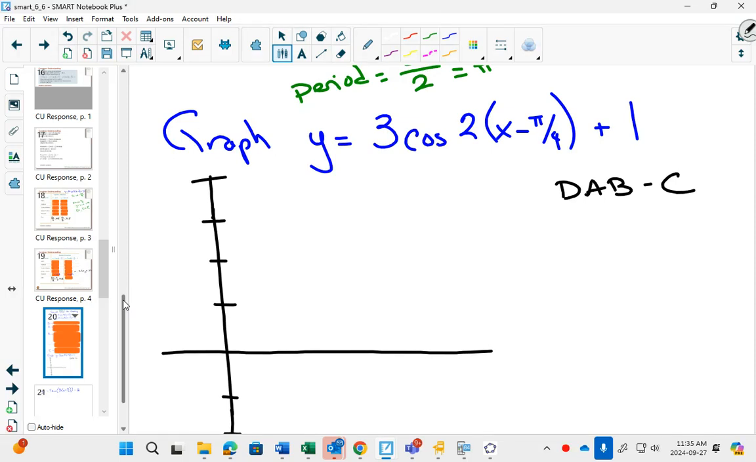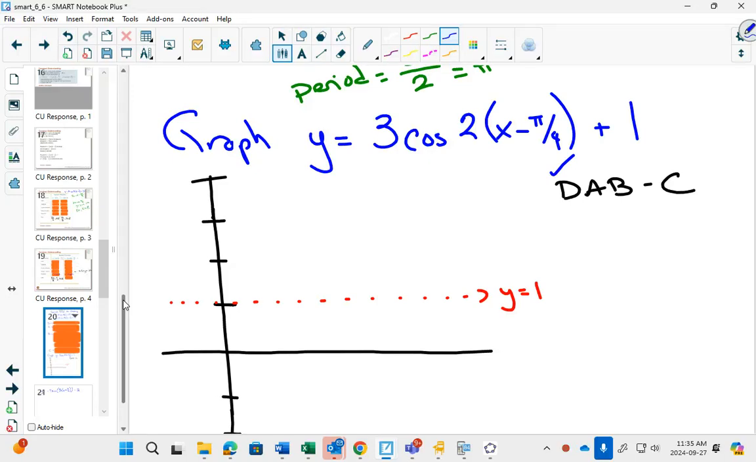Our D value is the +1. All I have to do for the D part is I have to draw at y equals 1 my center line. D value is done. Next, I go to my A value.